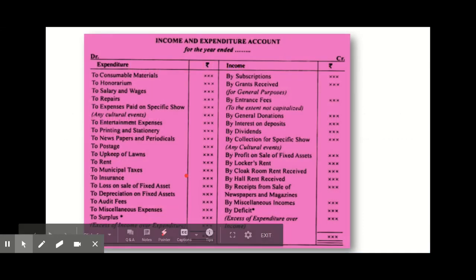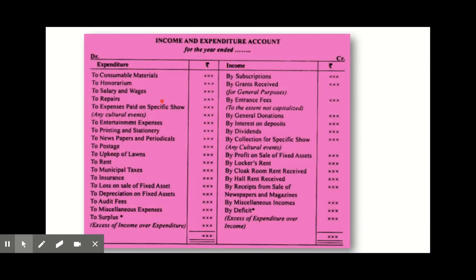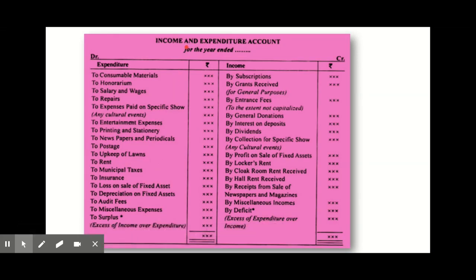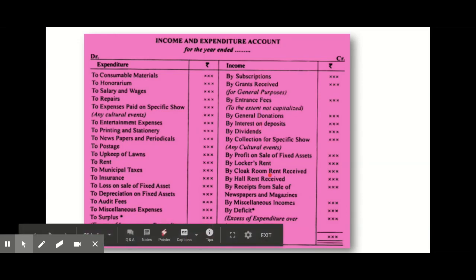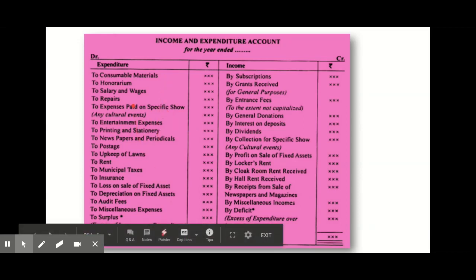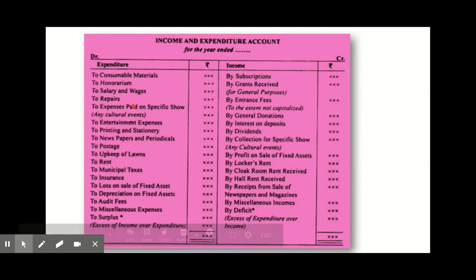This is a format of income and expenditure account. If you see here, only the revenue items are recorded. And as I said earlier, income and expenditure account is a nominal account. So what is the rule for the nominal account? Debit all expenses and losses. So here all the expenses and losses are debited. Credit all incomes and gains. So all the incomes and gains are credited. All the revenue items, revenue expenses relating to the current year alone are recorded in the income and expenditure account.